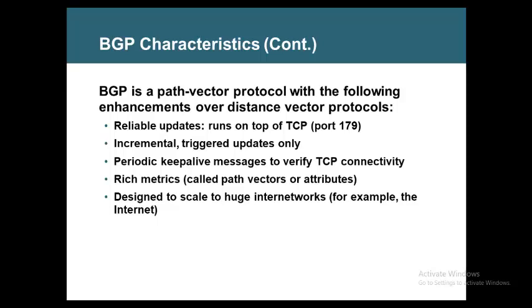BGP has got attributes. Using these attributes, we can tune the path selection according to our policy. You see, BGP takes decisions based on the attribute tuning that you do. That's the reason why you go for BGP. You have attributes to tune so that the path selection, outgoing and incoming, will be as per your policy. BGP, a protocol of the internet, is designed to scale to a huge internetwork.